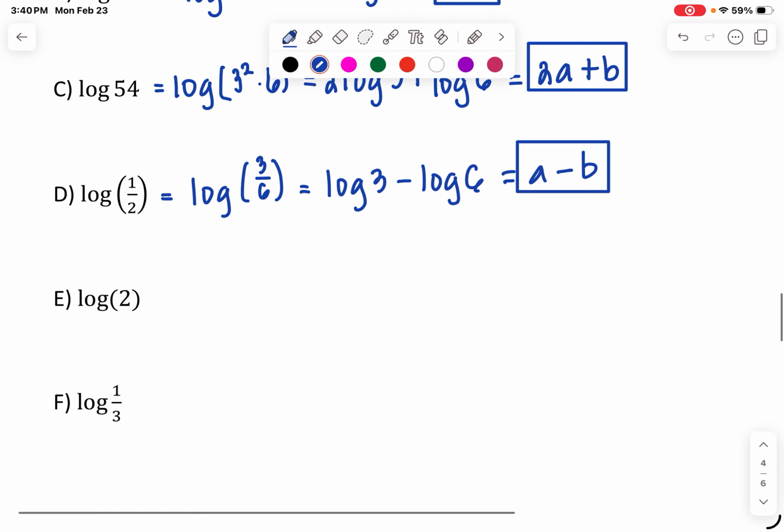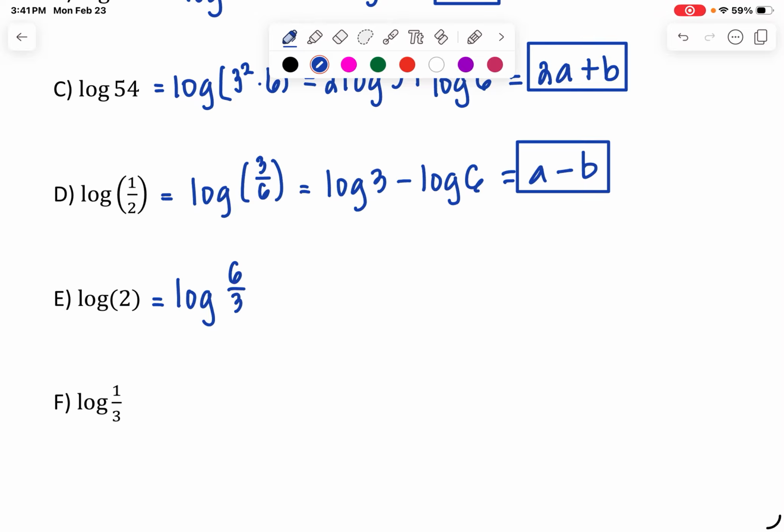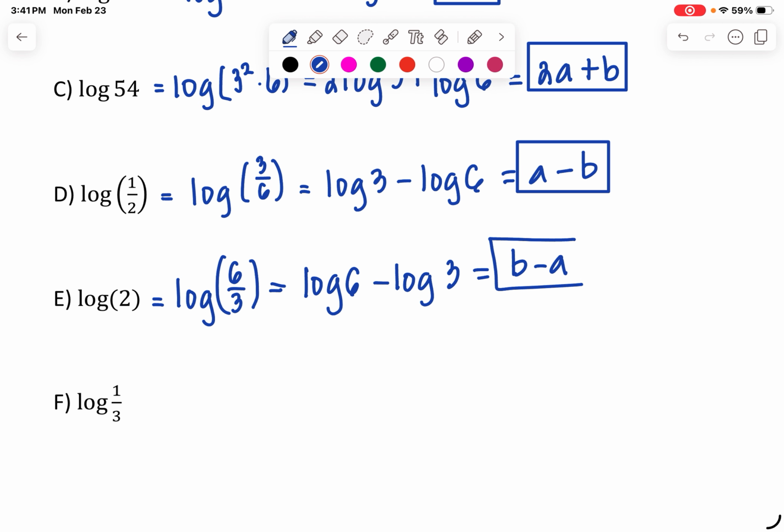No. All right, using a 3 and a 6 to get a 2. Using a 3 and a 6, division, right? So this time do 6 divided by 3. So this is just log 6 minus log 3, which is just b minus a. Most common wrong answer, b divided by a.